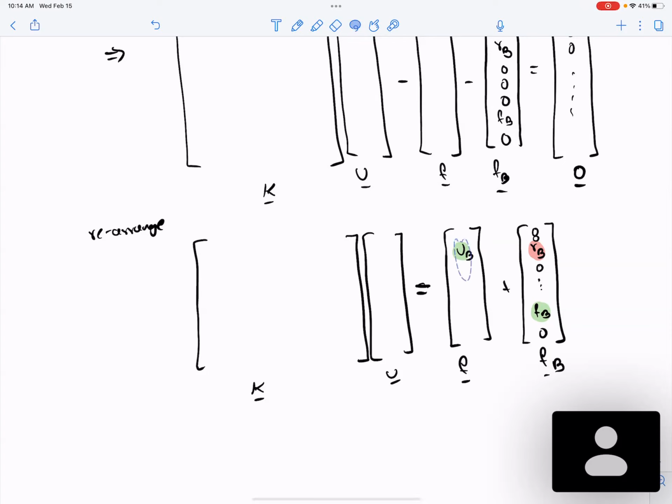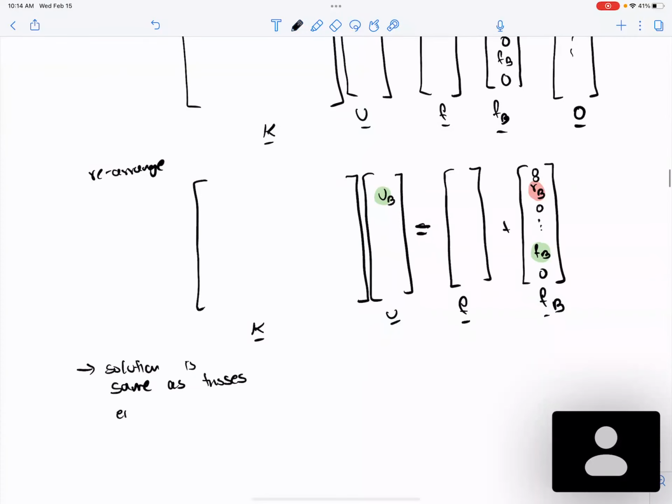I made a mistake. This should be here. How do you solve this? Exactly the same as with the trusses. You either replace one of the equations with a trivial equation, or you split the system into subsystems, just like homework 1.